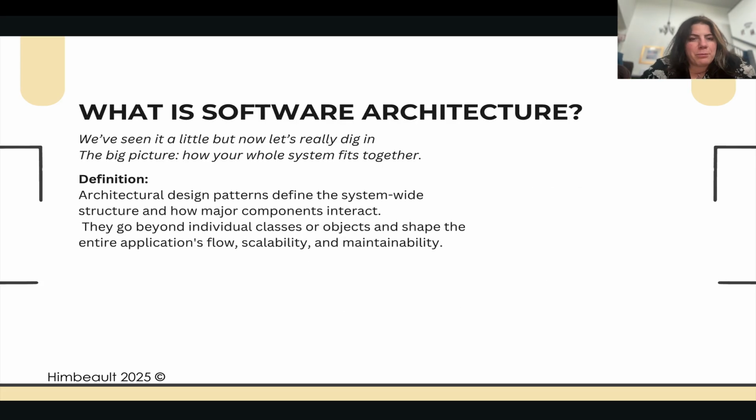So we've talked about this before, but what really is software architecture? It's this idea of how our whole system fits together. Architectural design patterns define this system-wide structure, so the actual structure of your whole program and how these major components interact with each other. So this goes beyond talking about design patterns of individual classes or objects, and instead we're talking about how we're shaping the entire flow of our application, how scalable it is, and how maintainable it is for long-term development.